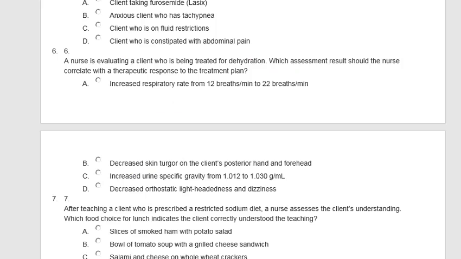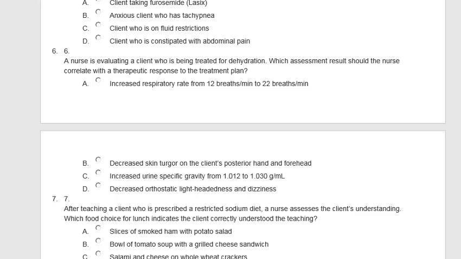Okay, so I went ahead and brought up the questions. I thought that'd be better than looking at a screen that I'm not doing anything with. So let's look at number 6 here. A nurse is evaluating a client who is being treated for dehydration. Which assessment result would the nurse correlate with the therapeutic response to the treatment plan? That is another really wordy question. So let's figure out what the heck it's asking us. We have a patient being treated for dehydration. Therapeutic response to treatment means which patient is no longer showing signs and symptoms of dehydration, or a patient whose symptoms are getting better. So we need to find somebody whose symptoms are getting better from dehydration.